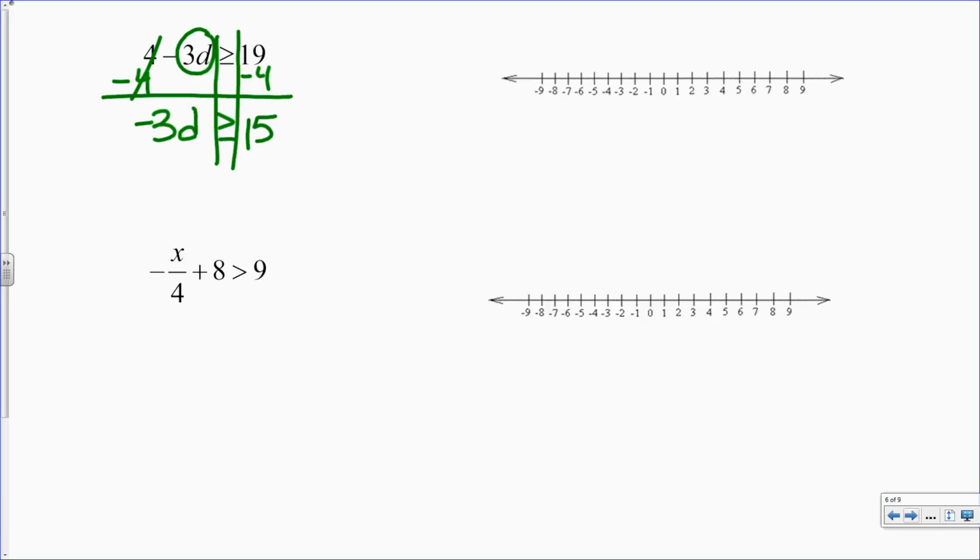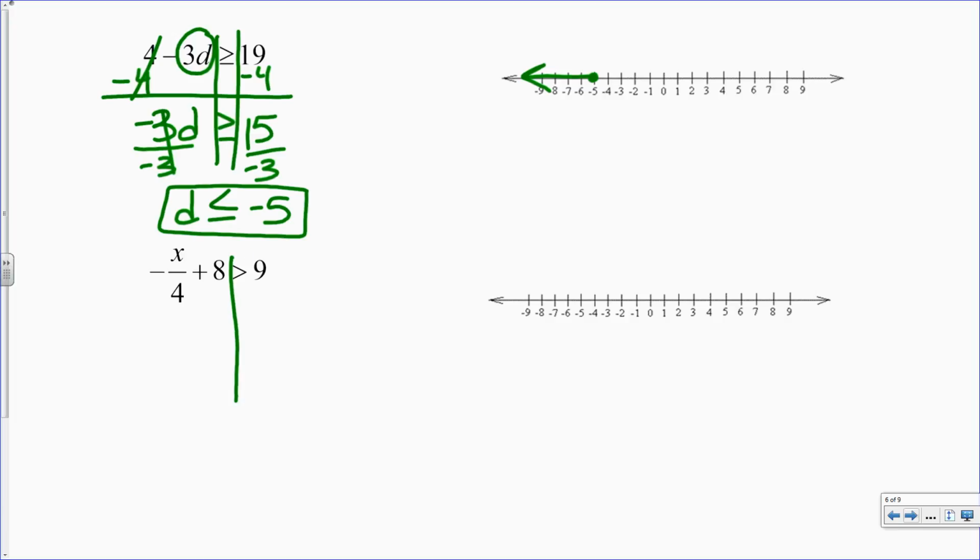Now I'm going to get my variable alone by dividing by a negative 3. Now you should have a little warning sign going off to you because you just divided by a negative. This means you need to flip the direction of your sign. 15 divided by negative 3 is negative 5. This should be your answer. So you go to negative 5 and you see it's got a line under it, so it's going to be a filled-in circle, and less than would be to the left.